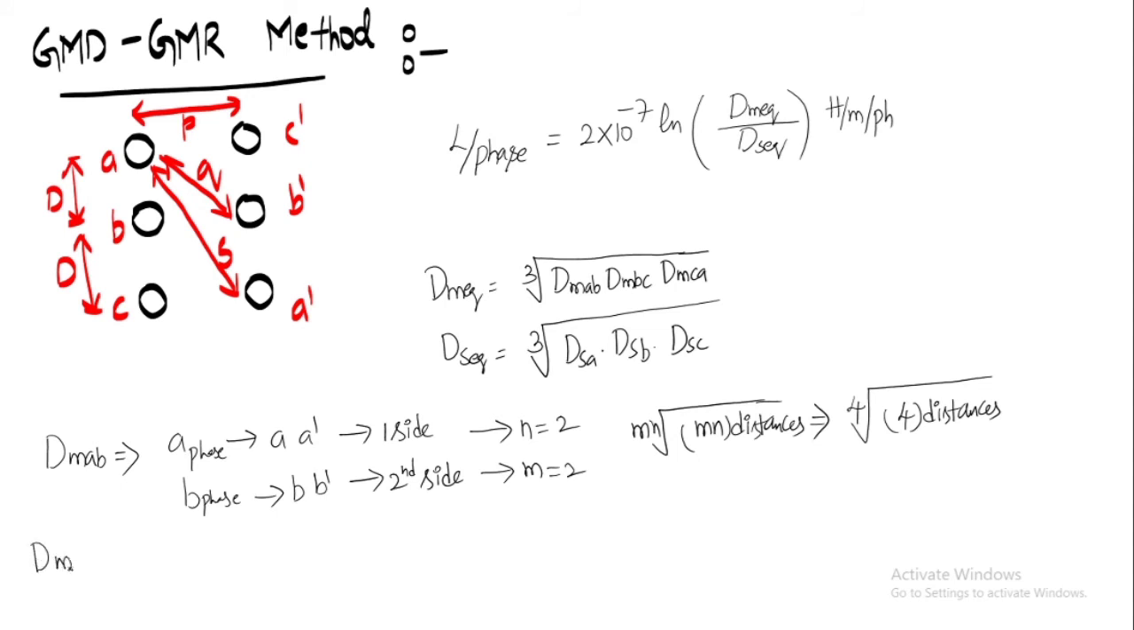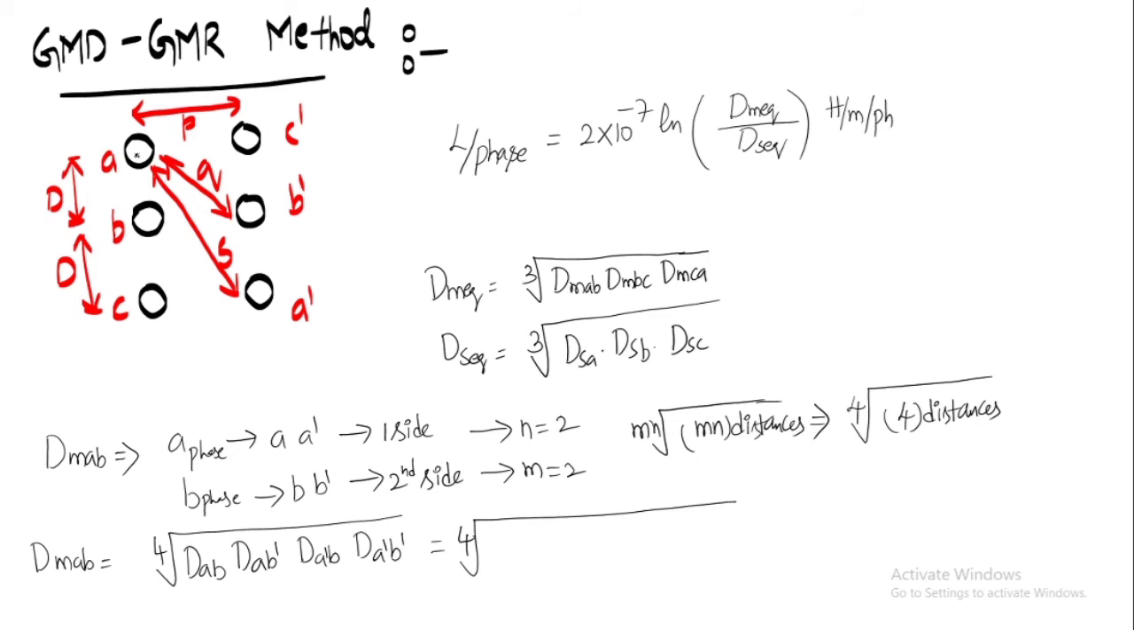Now what is DM AB? What are the 4 distances you need to know? So 4th root of, what are the 4 distances? One distance from A to B, another distance from A to B dash. Now A is completed. Next B, one distance from A dash to B, the fourth distance from A dash to B dash, right? So A to B, A to B dash, A dash to B, A dash to B dash. Simple, very, very simple.